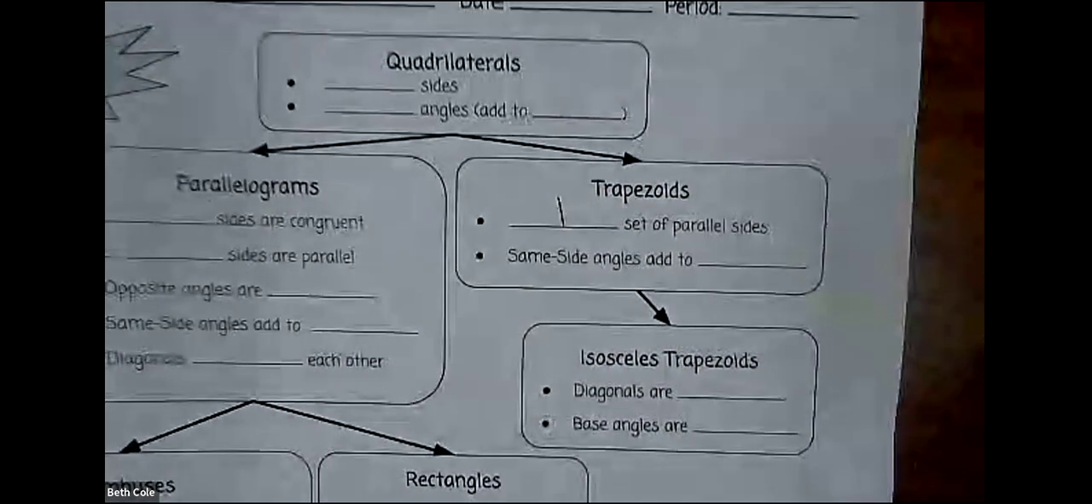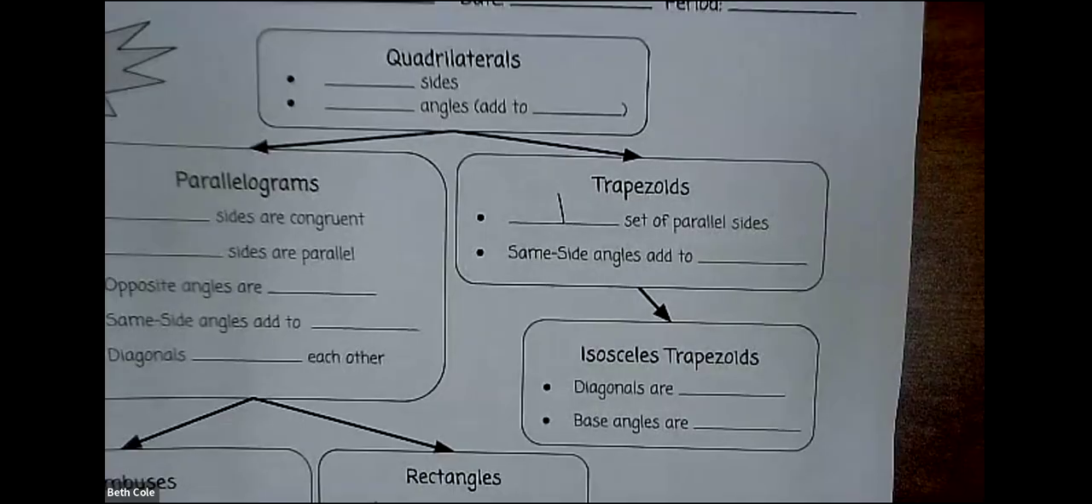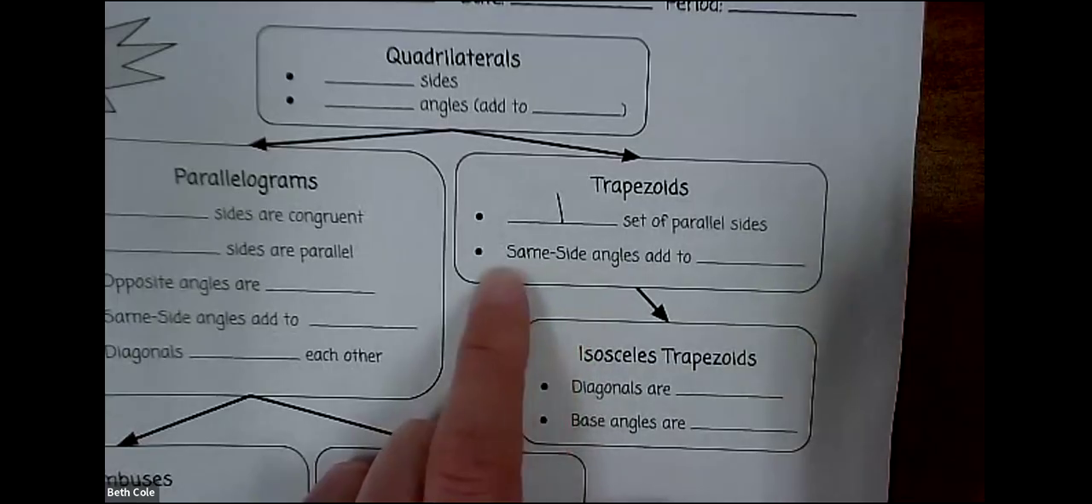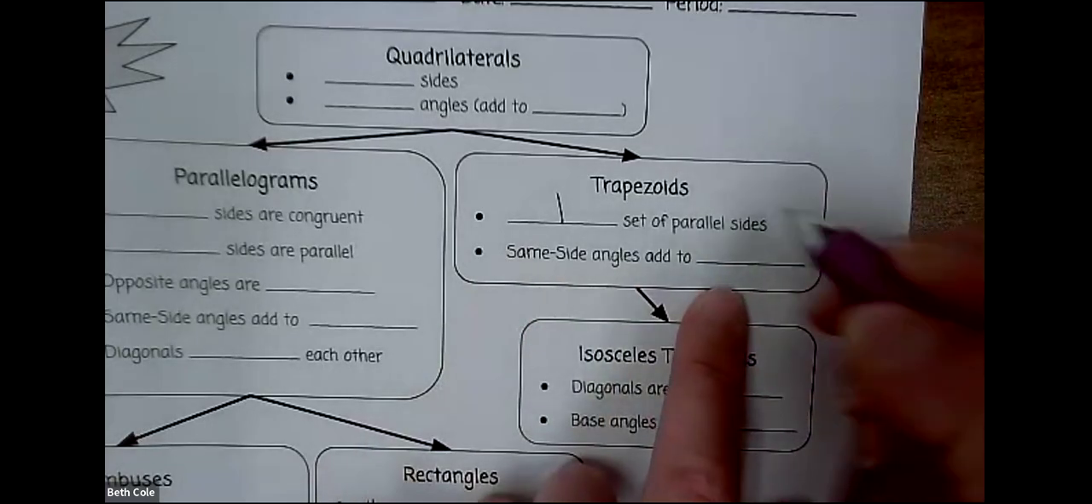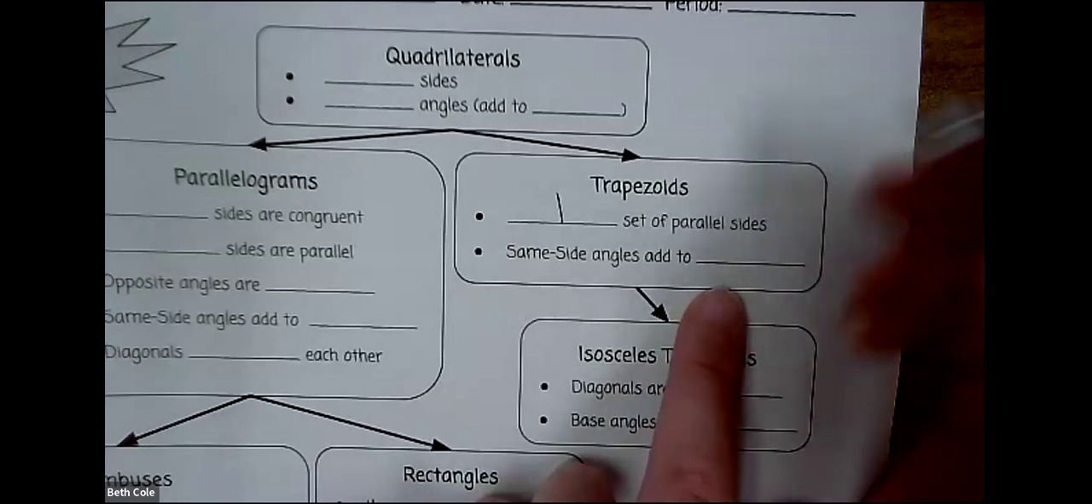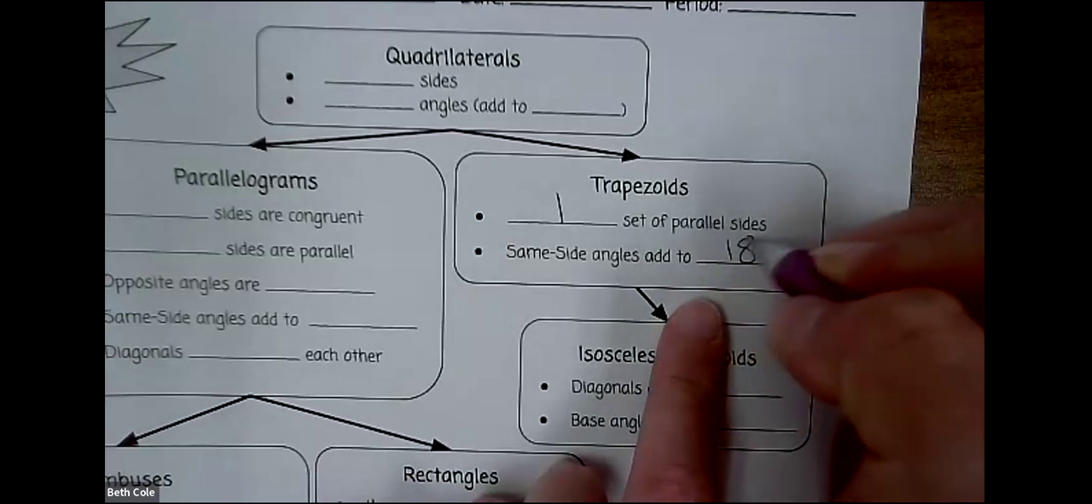Trapezoids only have one set of parallel sides. So you get these 2 sides. You don't have this. You're just going to listen to me, all right? But we're going to close the computers. You have one set that's parallel, and then the other 2 aren't, all right? Same side, again, means supplementary. So your same side add up to what? What does supplementary mean? And 180 is the number that we use for most things.